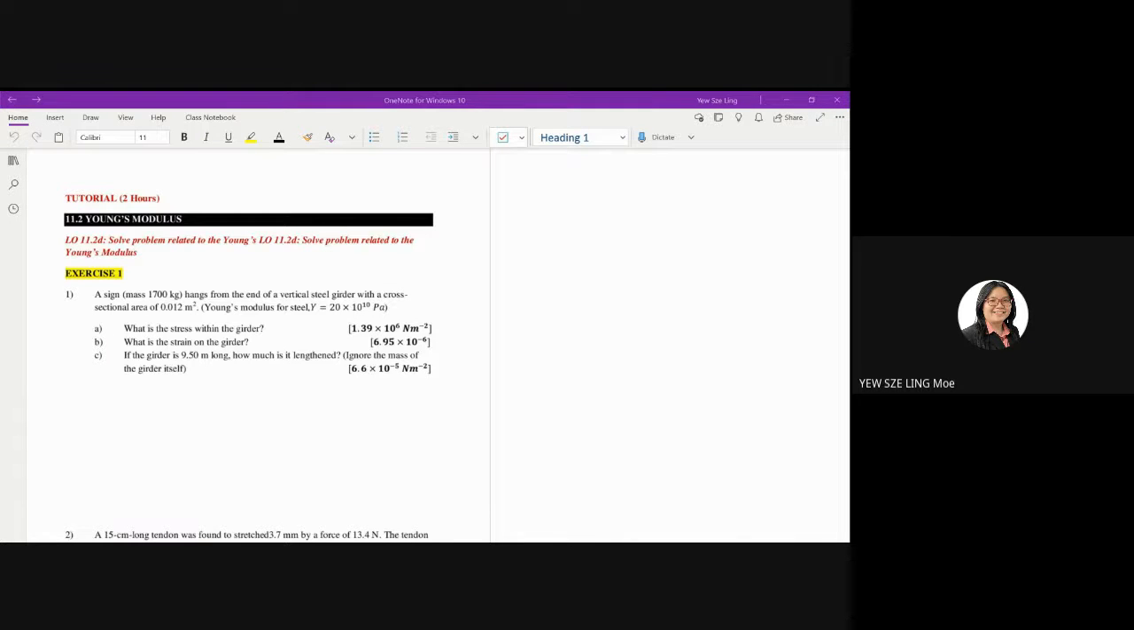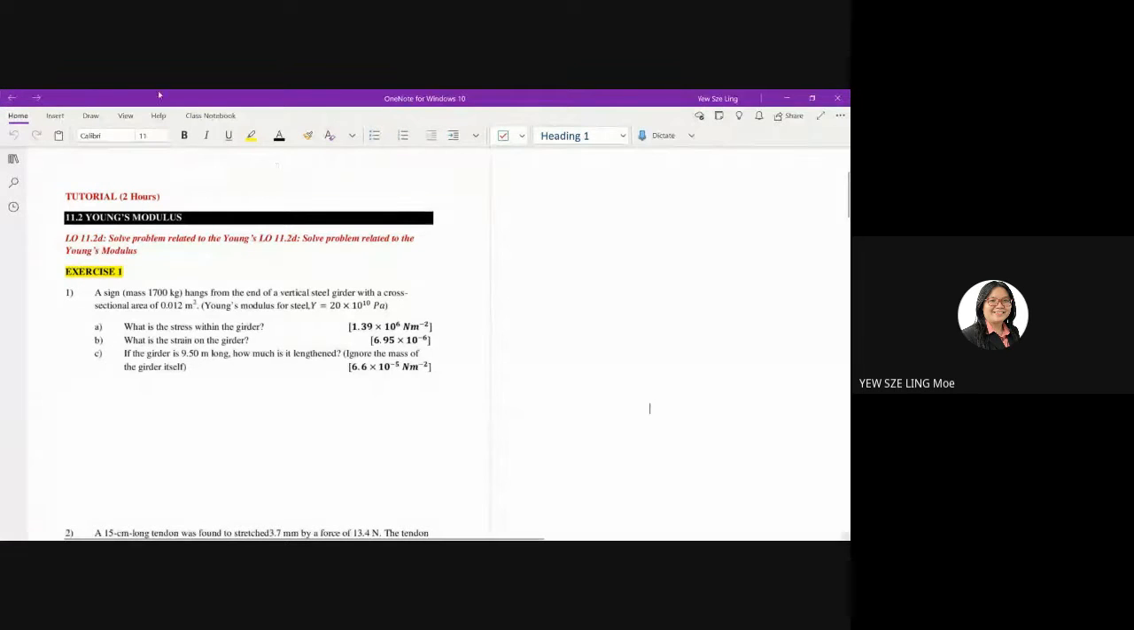Okay, so what is this chapter about? This chapter is all about Young's modulus. As stated in the title, this topic is Young's modulus. So what do we have in this topic? The main focus would be on what happens to an object when you stretch it.